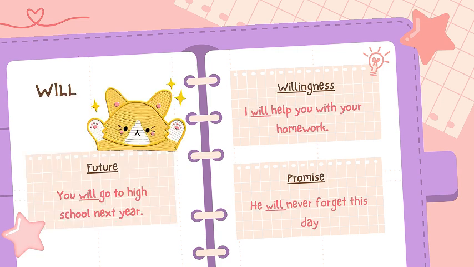The last but not least modal verb is will. Will has three functions. It expresses the future, willingness, and also promise. The future example is, you will go to high school next year. For willingness, I will help you with your homework. But for the promise, he will never forget this day.